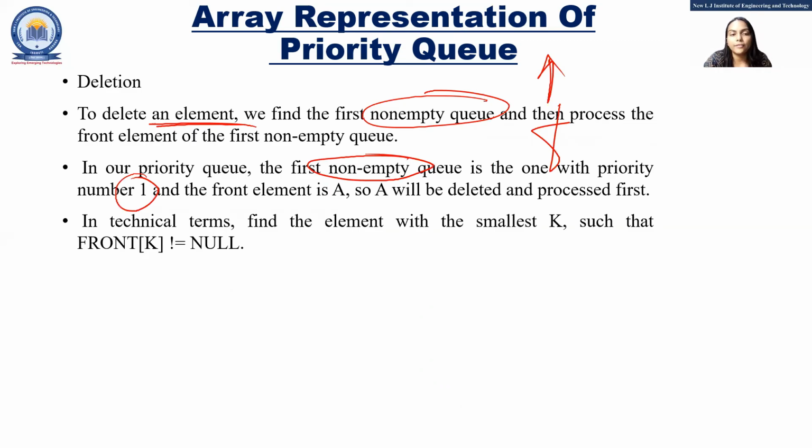So ultimately what we are seeing is that we are finding the element with the smallest priority number, right? K is smallest and it has the highest priority. So whatever is there at the front of K, right? The first element, right? So we have to find the first queue where it is currently not equal to null and delete that particular element. So this was all about the topic priority queue. Thank you.